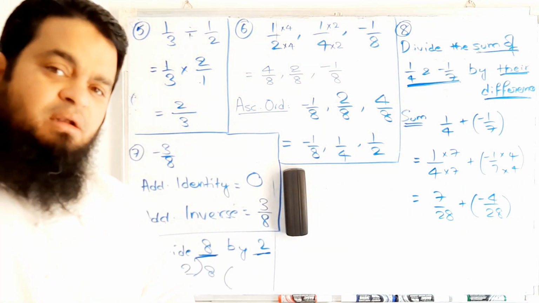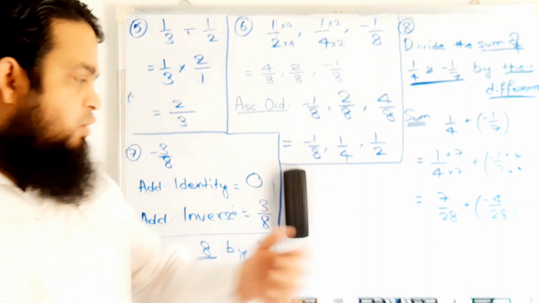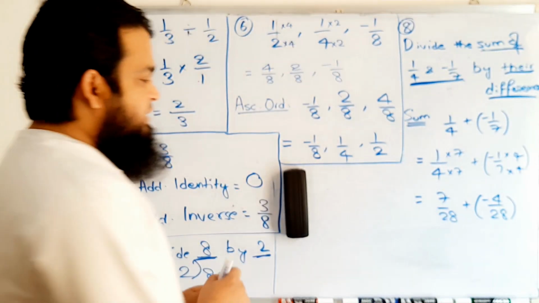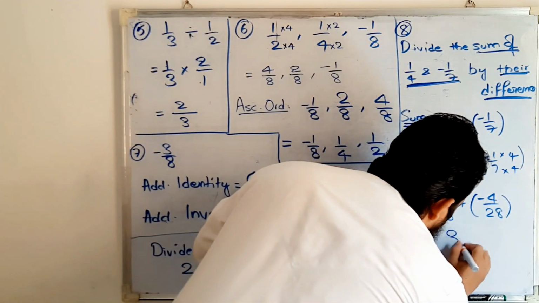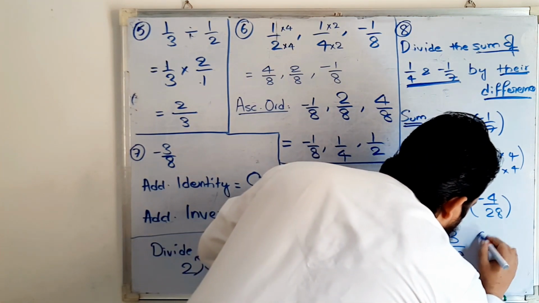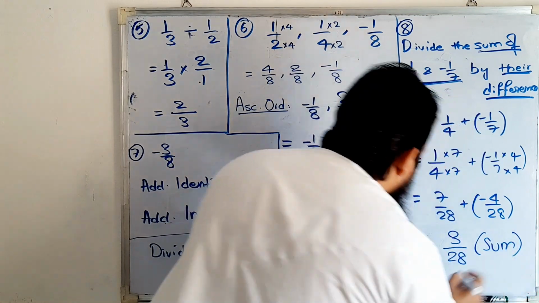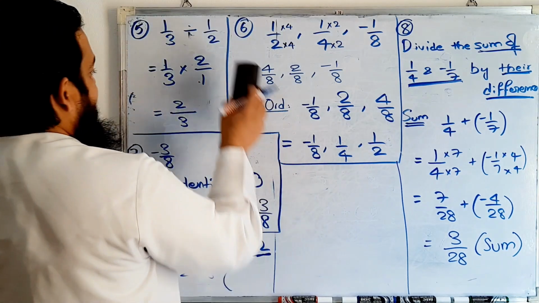And what is the sign? The sign of the bigger number. What is the bigger number? 7. So therefore plus 3 by 28. So 3 by 28 is the sum. Now let us find the difference.